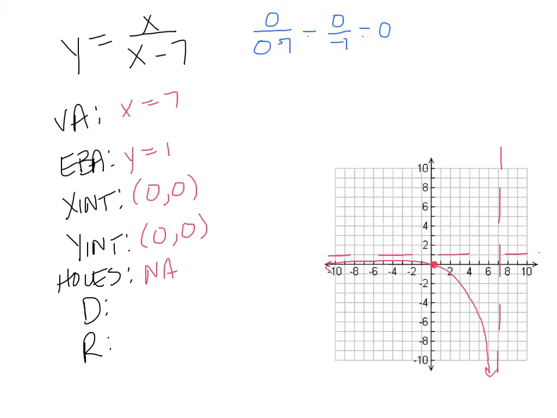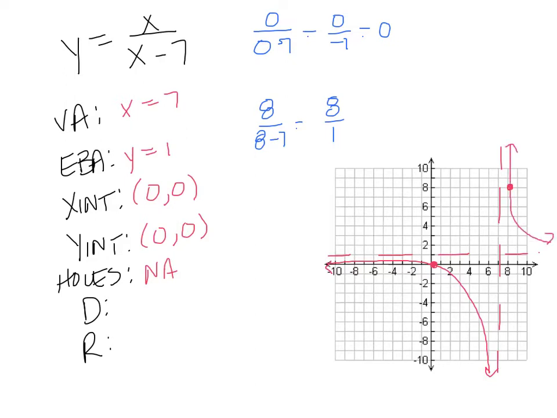We need to find our other branch, though, so pick a number on the other side of the vertical asymptote. I'm going to choose 8. I would end up with 8 over 8 minus 7, which is 8 over 1. So the point 8, 8 is also on my graph. That helps me see where the second branch is, and I can sketch that in.